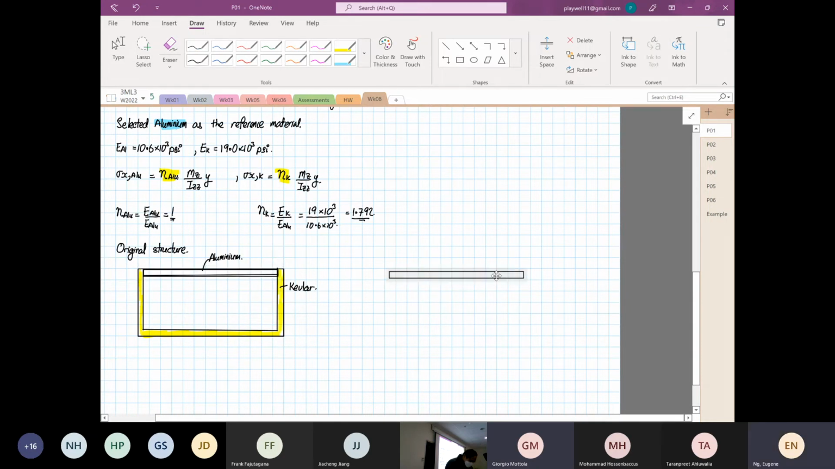Okay, this is aluminum's original dimension. Okay, so this is still our aluminum. Okay, so this is still our reference material. So reference material is aluminum.